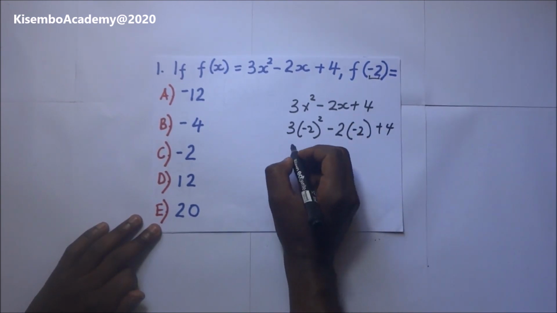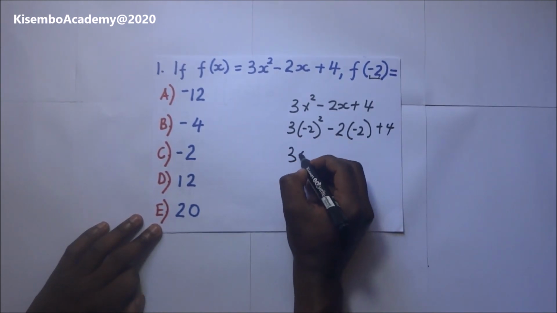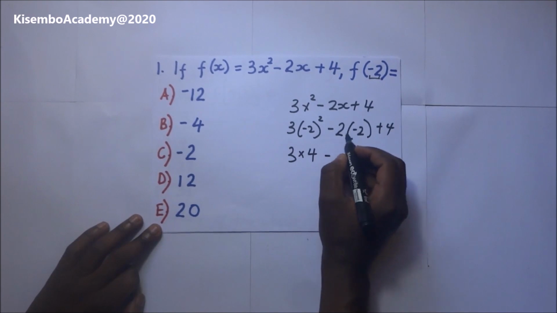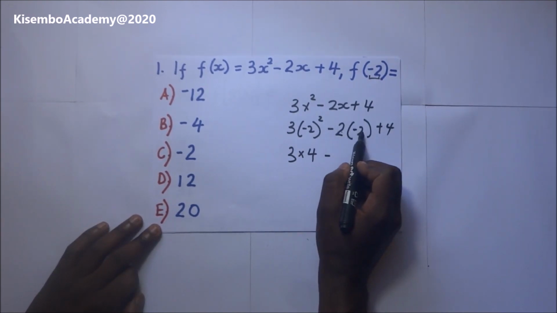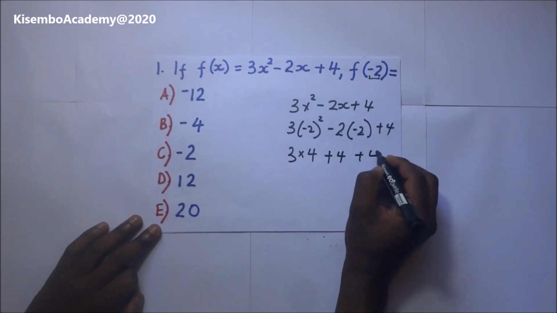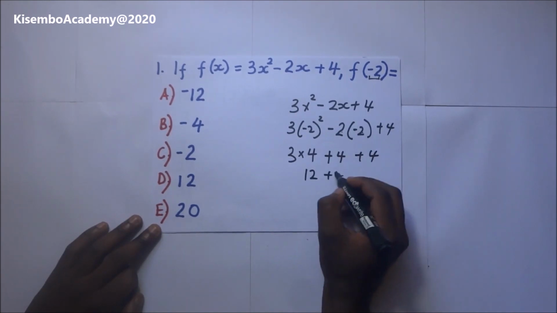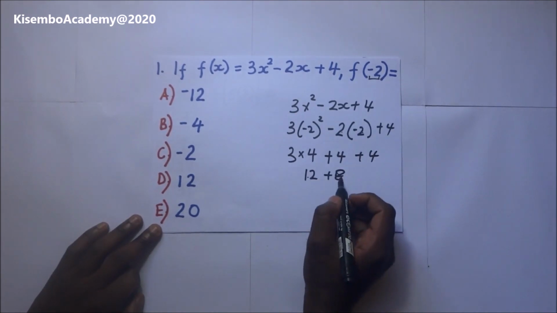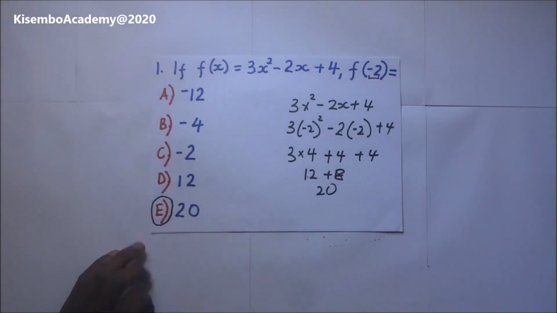This is going to become 3 times, negative 2 squared is 4. So it's 3 times 4 minus, okay, this is negative 2 times negative 2, which is positive 4. So we simply say plus 4, then plus 4. So 3 times 4 is 12, plus 4 plus 4 is 8. 12 plus 8, the answer is 20. So our answer is E.